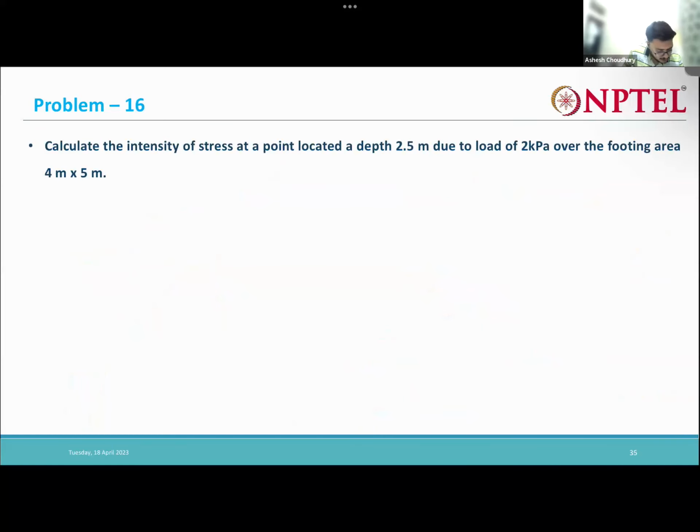So now we will be solving the last problem for today. We need to calculate the intensity of stress at a point located at a depth of 2.5 meter, due to a load of 250 kPa over a footing area of 4 meter into 5 meter.